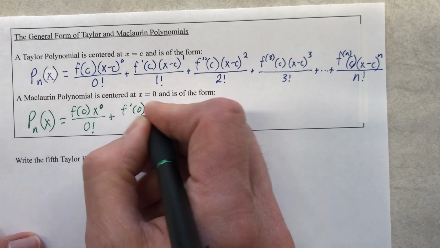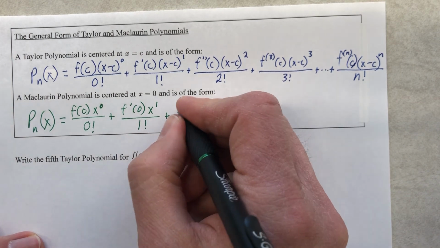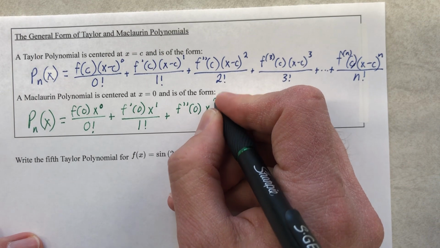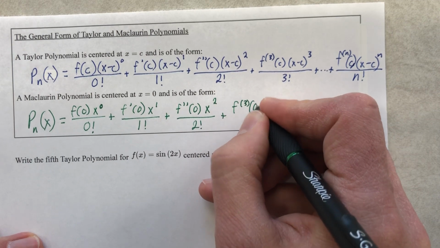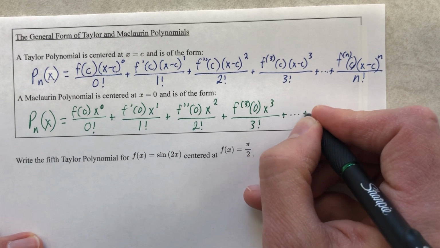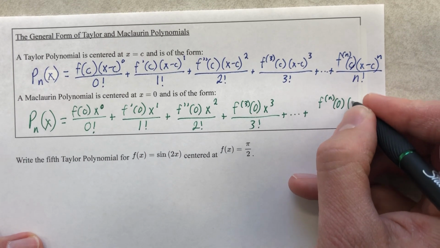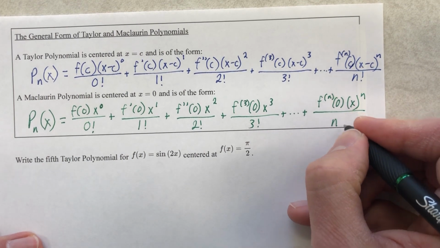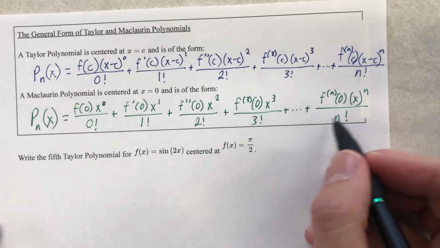So f prime of 0, x to the 1 over 1 factorial. You can see where this is going, right? So let's go kind of fast. Second derivative evaluated at 0, x minus 0 squared over 2 factorial. Let's go one more. Third derivative evaluated at 0, x to the third over 3 factorial plus... And we're going to end this thing at the nth derivative evaluated at 0, x to the n. I don't know why I put parentheses on that x and not the other ones, but I guess he's special because he was the last term. There it is. You are going to need to remember this structure. If you can remember this last term, you got the rest of them.